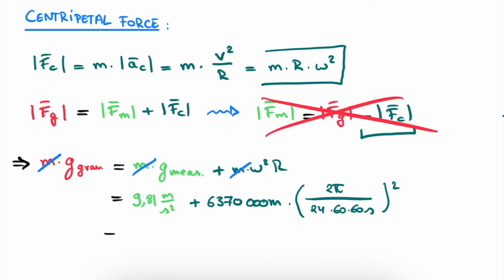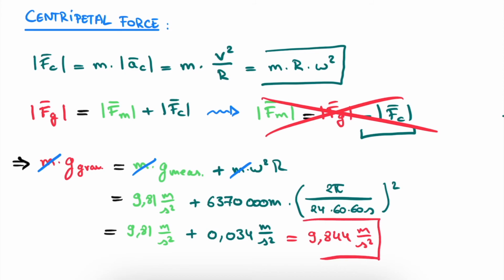So let's now calculate this even further. We get 9.81 meters per second squared. And if we run this second term through a calculator, we find 0.034 meters per second squared. And adding these two numbers together gives us the total gravitational acceleration if the Earth were not rotating. And this becomes 9.844 meters per second squared, which is our result.